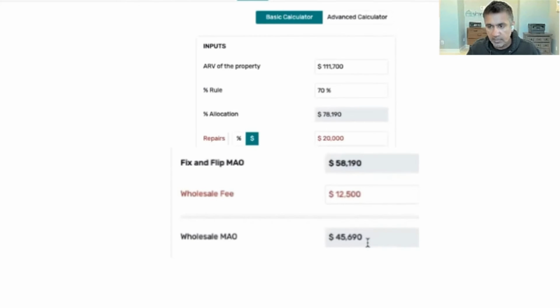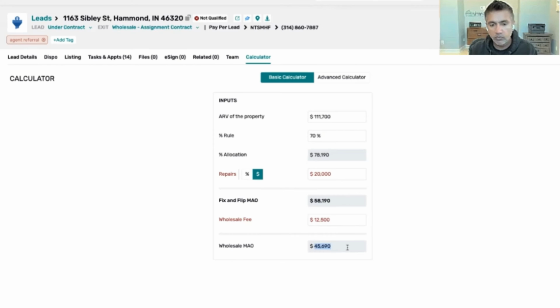But if the seller were to come back and their absolute minimum were, let's say, $47,000, then the only thing that would happen is you would make a little bit less than $12,500, unless you're able to negotiate with your fix and flip buyer and they're willing to pay a little bit more. But if not, then you would make a little bit less, so your wholesale fee would go down. Based on this number, if your offer gets accepted for less than this $45,690, then your wholesale fee would go up. If your offer gets accepted for more than $45,690, then your wholesale fee would go down. So that's what you want to keep in mind.